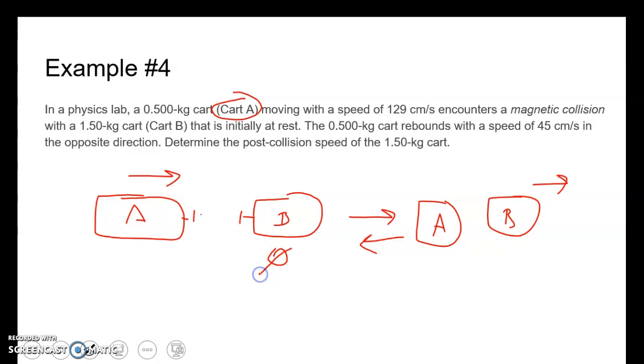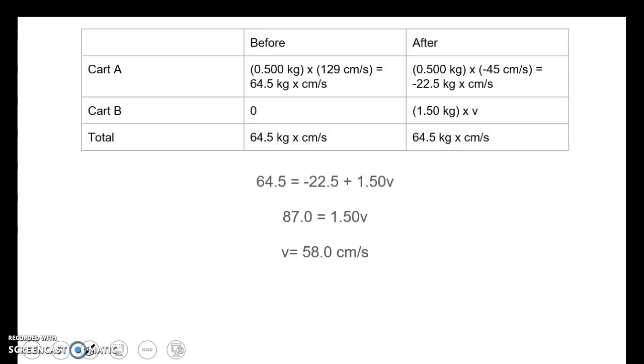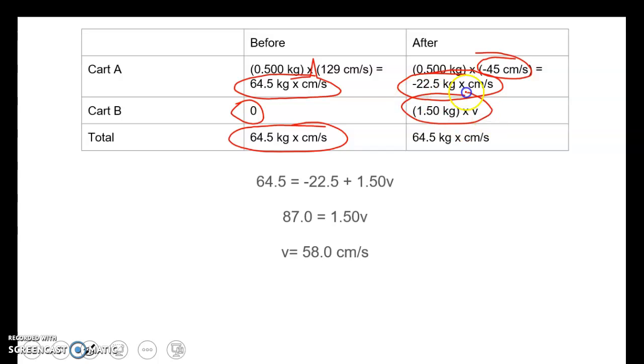So B initially has no momentum and gains some, so therefore that momentum that B gains is going to be what A loses as it rebounds. So before, we get A's mass times velocity, we know B is 0. Add them together, our initial momentum is 64.5. Now afterward, since we know A goes in the opposite direction, we have to make velocity negative, which means its velocity is now negative 22.5. And then the momentum of B will be 1.5 times V. But that will equal 64.5 because momentum is conserved.